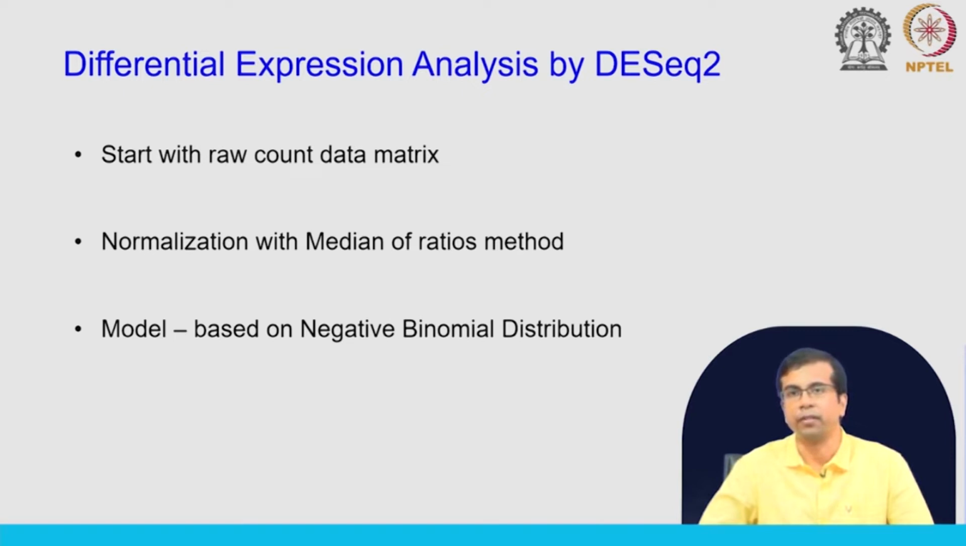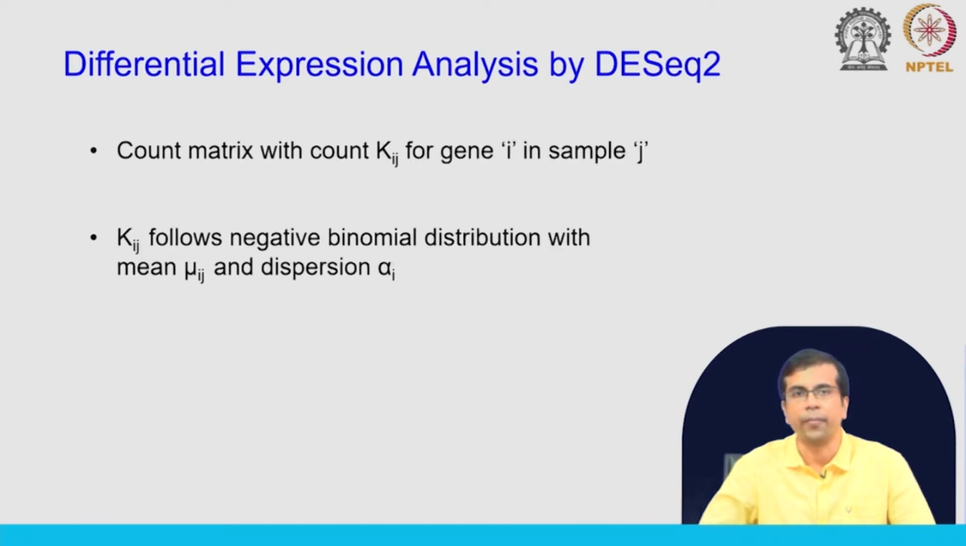Those coefficients give us the mean expression values of the genes as well as the differential expression, whether some genes are showing a difference in expression. In terms of differential expression we get the log fold change value, or LFC. Again I will remind you of the terms. We start with a count matrix with count Kij for gene i in sample j, and DESeq2 assumes that Kij follows a negative binomial distribution with mean μij and dispersion αi.